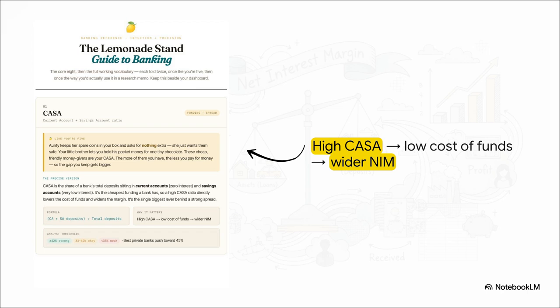So the higher a bank's share of these friendly, cheap CASA deposits compared to expensive, locked-in fixed deposits, the significantly lower their overall cost of funds will be. And just like the math dictates, a high CASA ratio directly drives a low cost of funds, which directly results in a wider, much more profitable NIM.